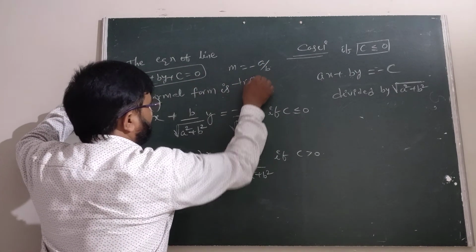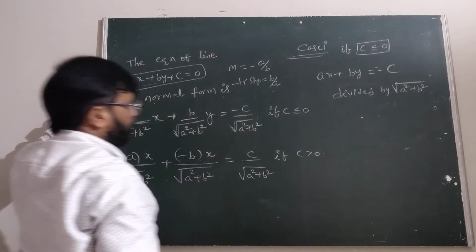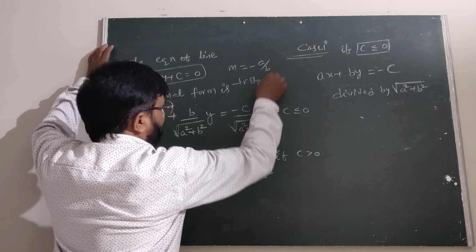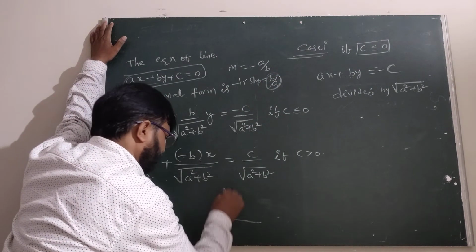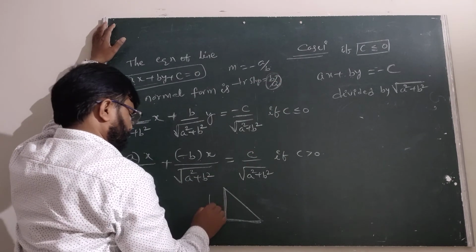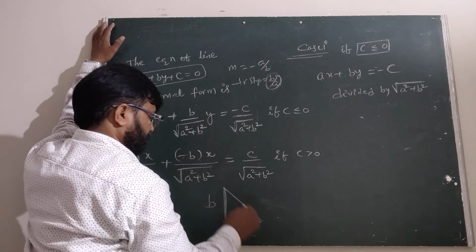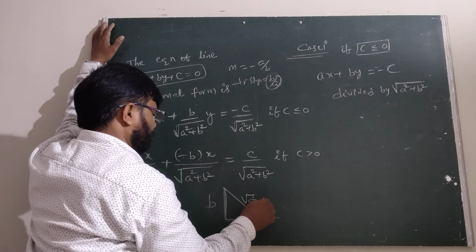The perpendicular slope is b by a. So the perpendicular slope is our required slope of the normal line. When we draw the right angle triangle here, this is the opposite side, this is the adjacent side, and this is the root of a square plus b square.